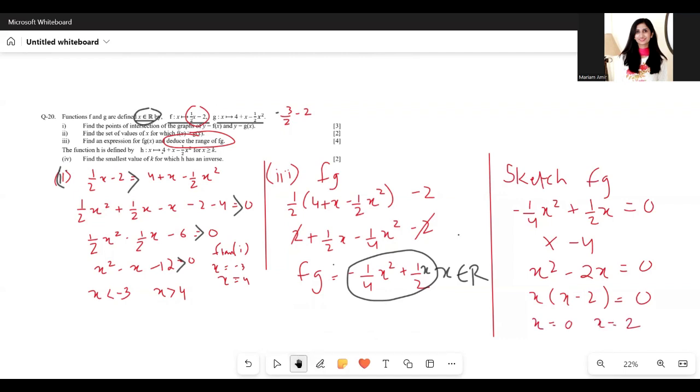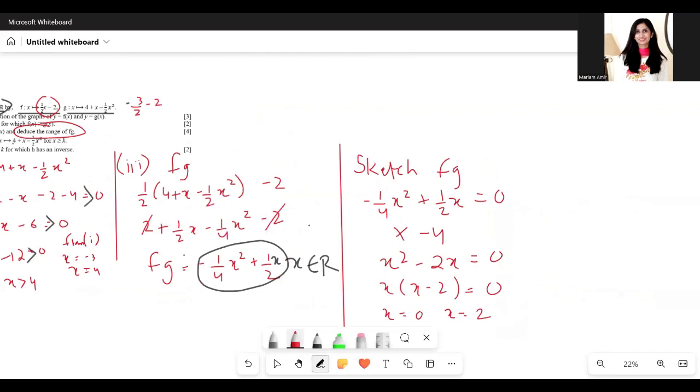So the sketch is going to look something like this. It's going to cut at 0 and 2. And since it's negative x squared, it's going to be an upside down curve. And since there's no constant here, the y-intercept is also 0. So the curve goes something like this.